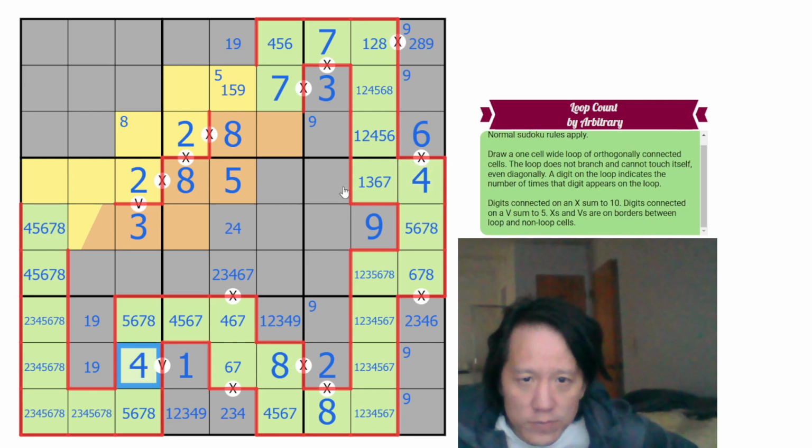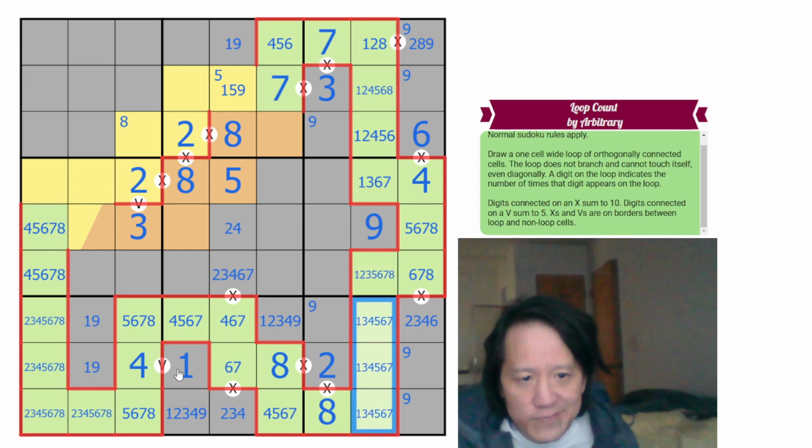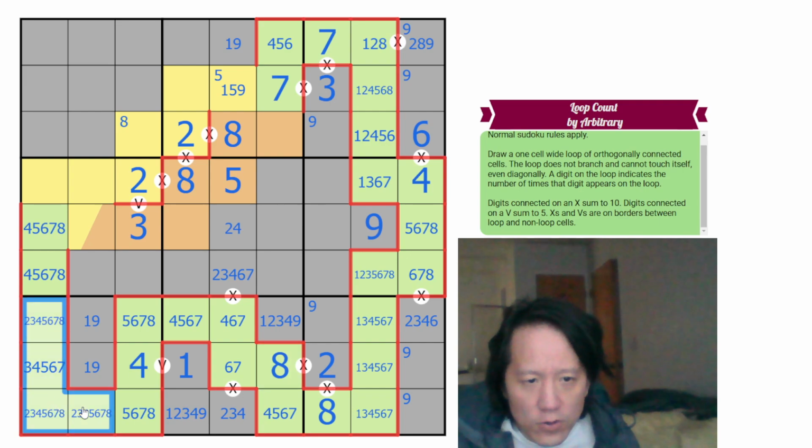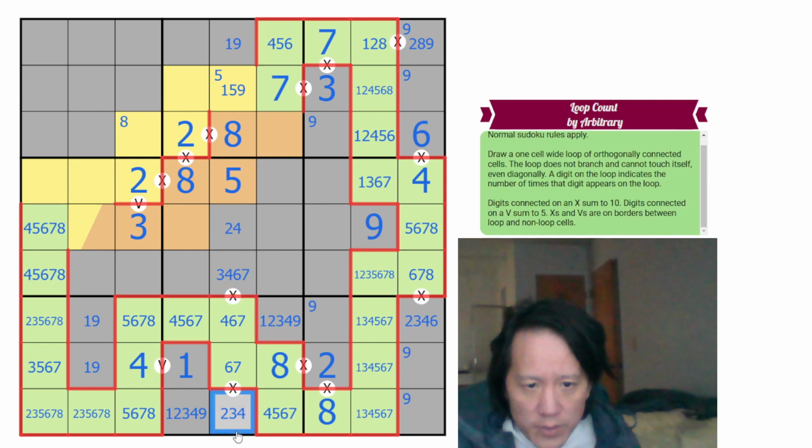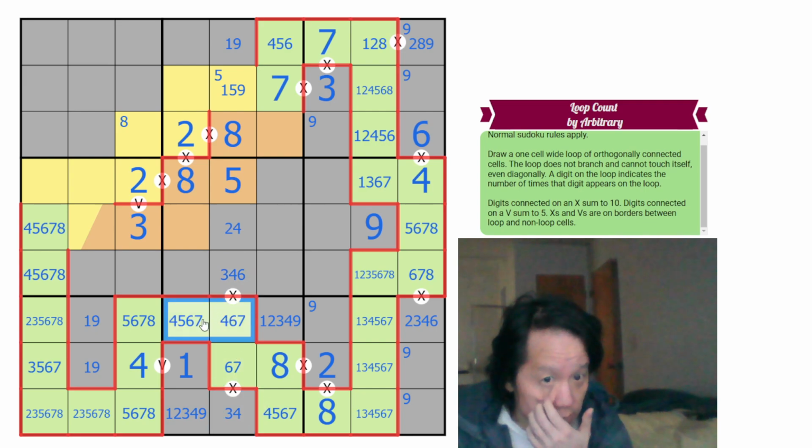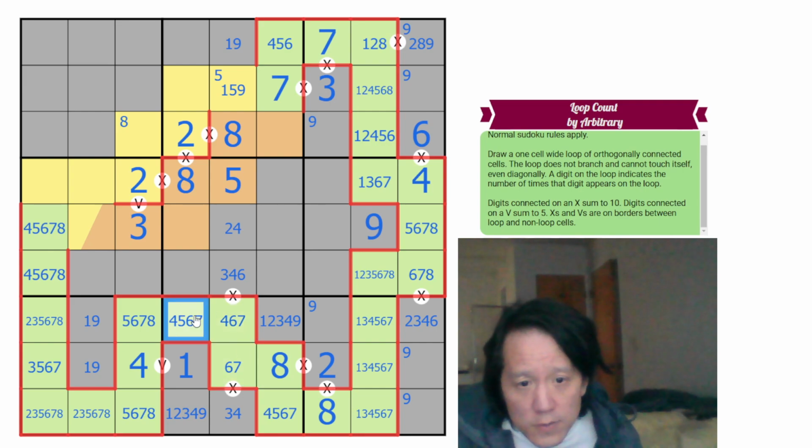4, 4. Obviously there's a 4 in somewhere else, so this can't be 2. This can't be 2 or 8. This can't be 4. This can't be 2, right? 3, 4. So this can't be 7, because this can't be 3 here.